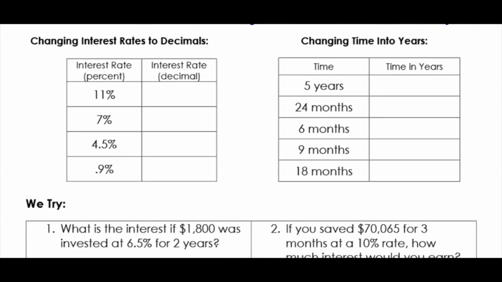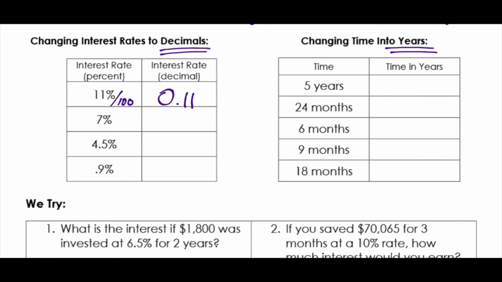Two really specific things about this formula. You cannot use a percent, and you cannot use a time in months. It has to be in terms of years. So we need to use a decimal, and we need to use the time in terms of years. We're going to change all of these percents into decimals by dividing them by 100.